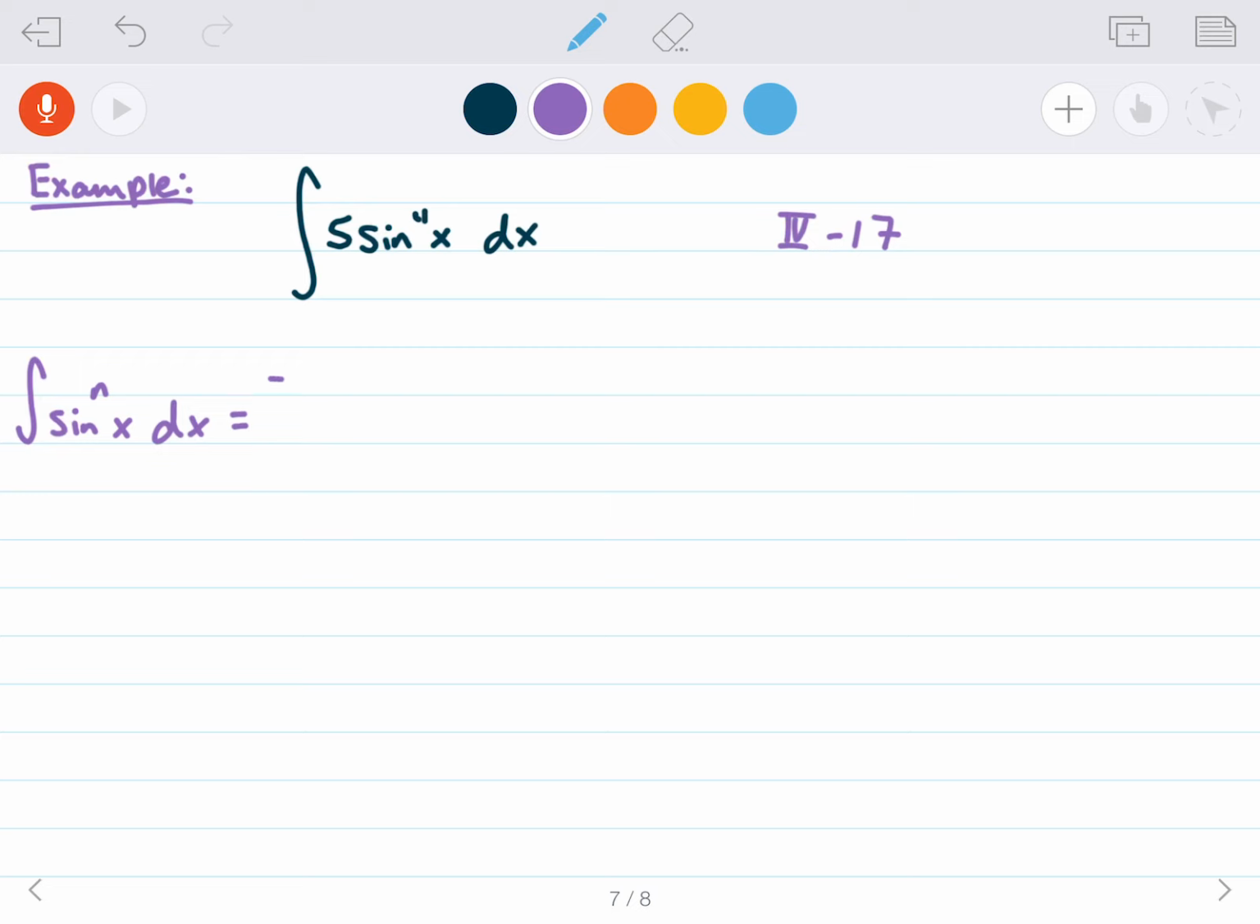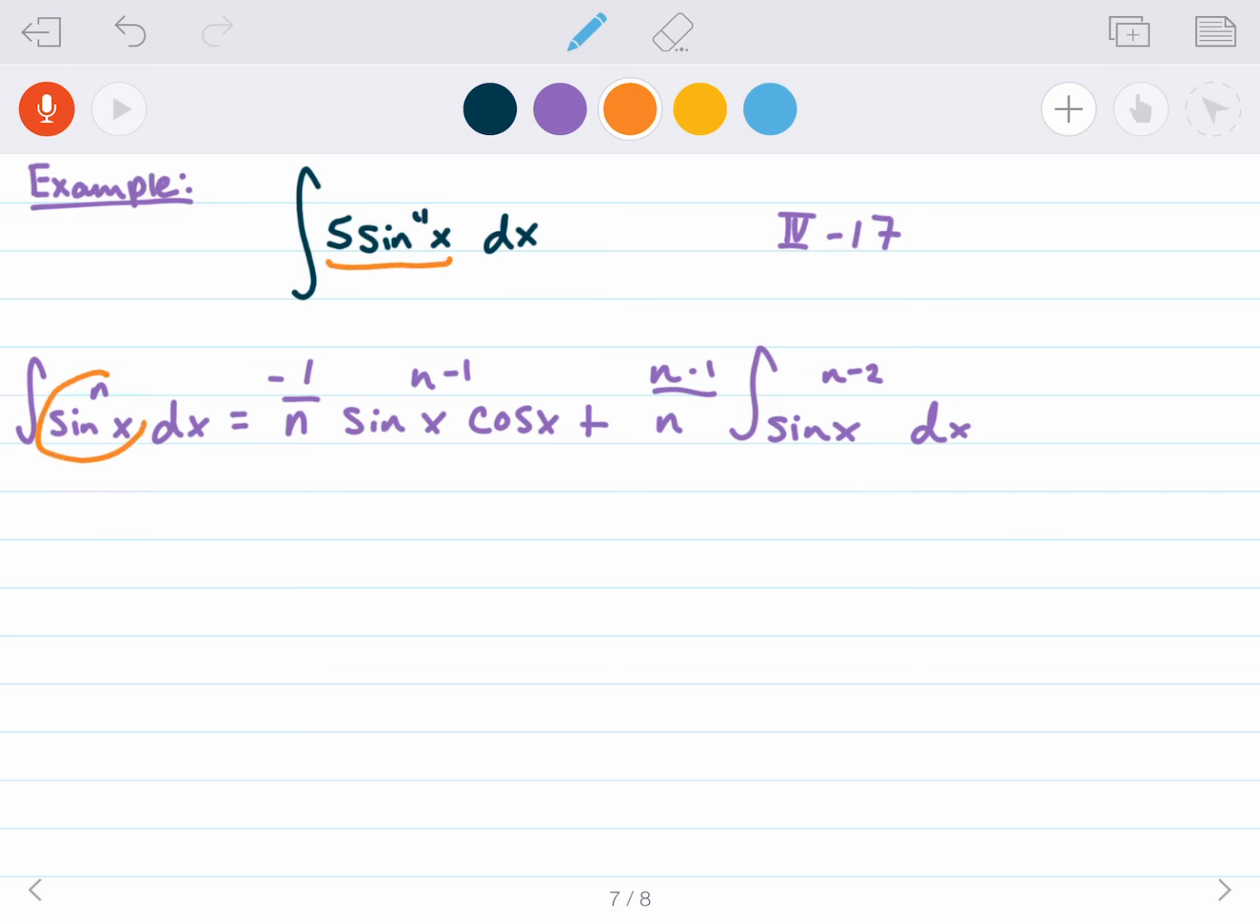is equal to negative 1 over n sine to the n minus 1 of x cosine x plus n minus 1 over n integral of sine n minus 2 of x dx. So this is what we're going to be using here. And I know that I'm using that because I have sine to the 4th of x, where we have a sine to some power of x. So I know that's a good one to use.